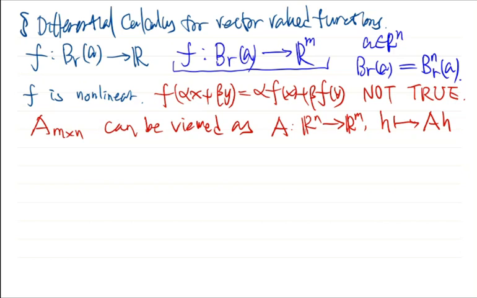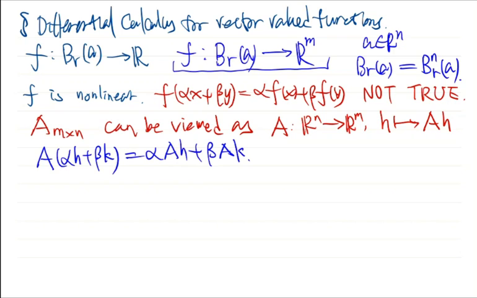This map is linear in the sense that A(alpha h plus beta k) equals alpha Ah plus beta Ak. So this is the starting point to study the matrix A, or the linear map it represents. And this is an algebraic property.